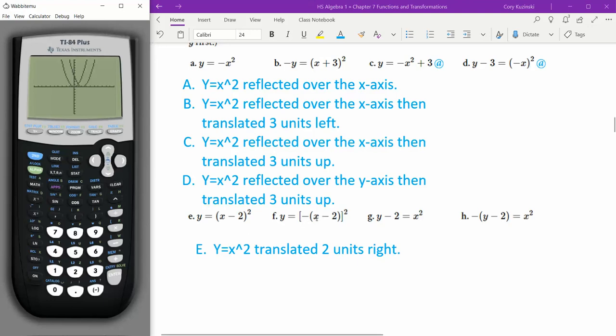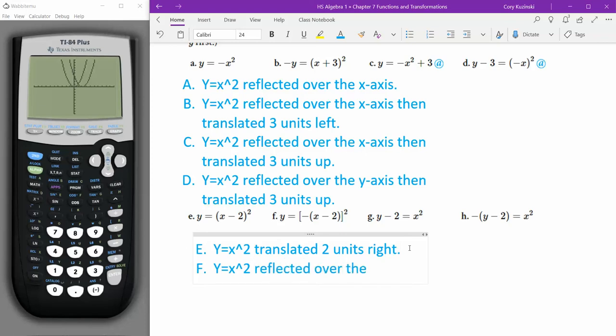And then the negative sign out here, but it's inside the square root. So is that a reflection over the y-axis? I think it is. Let's try this. Parentheses, negative sign, more parentheses, x minus 2. It's a double set of parentheses squared. Two units to the right. So, okay, I was right that y equals x squared reflected over the y-axis, which is not even noticeable because it's symmetric about the y-axis, then translated 2 units right.